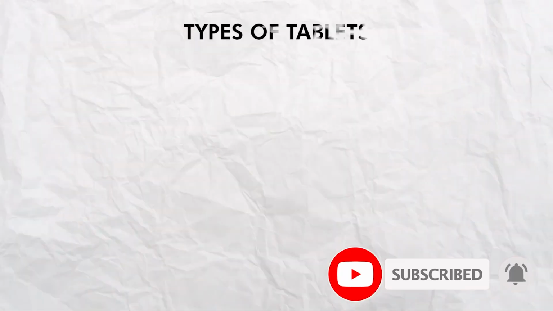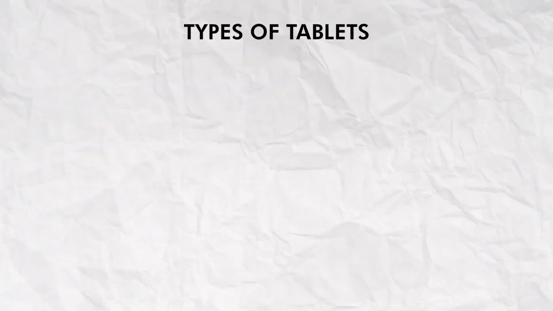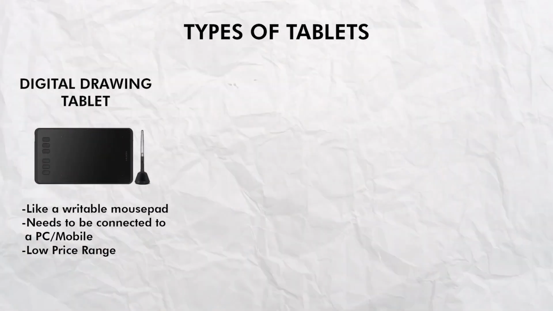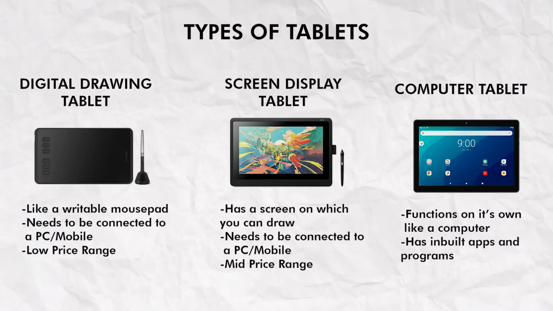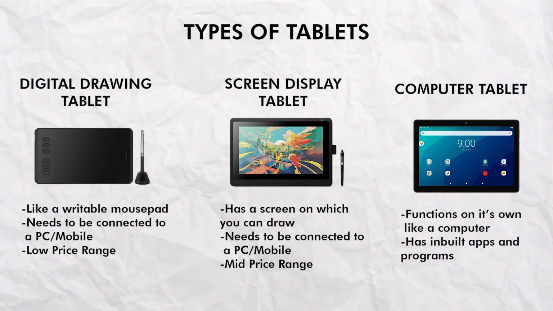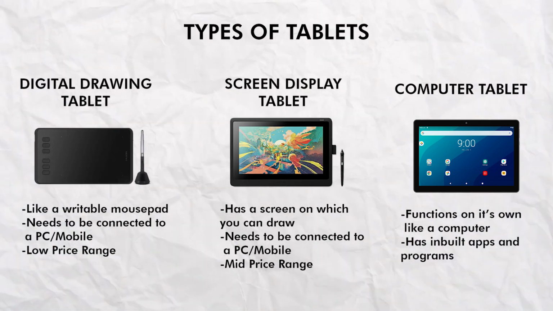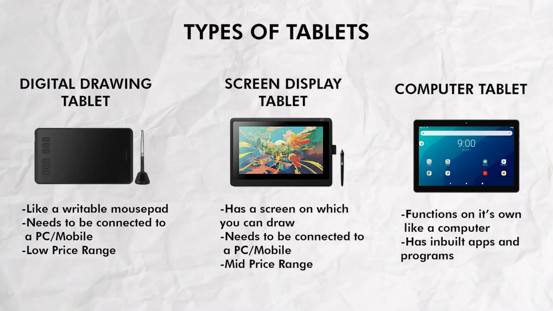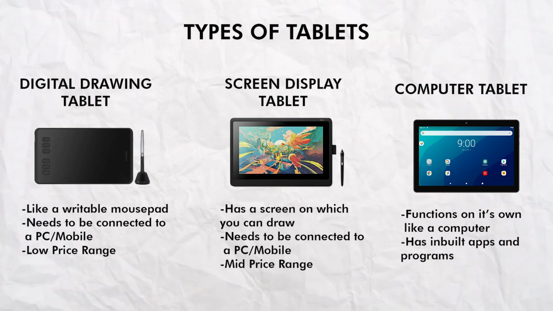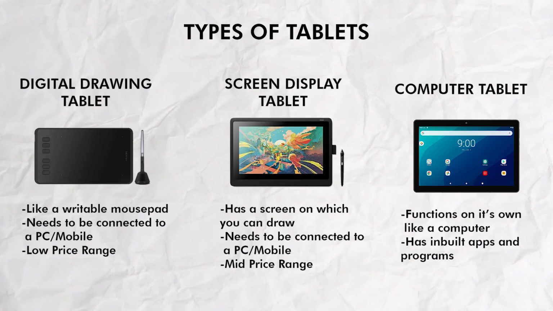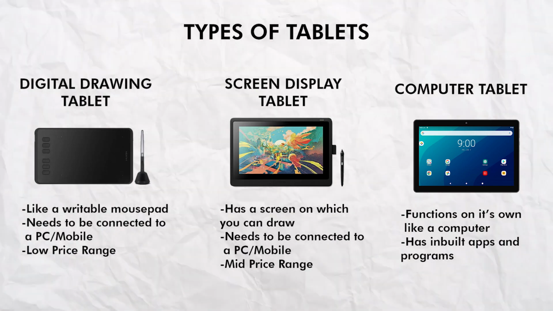So let's look at the different kinds of digital tablets. So drawing tablets are categorized into 3 types. The first category is called digital drawing tablets. These are like a large mouse pad on which you can draw using a stylus instead of your finger. The pricing of these tablets are very affordable, and you just have to connect it to your laptop or PC or mobile and draw it with your stylus.